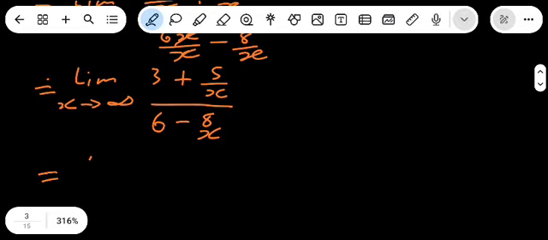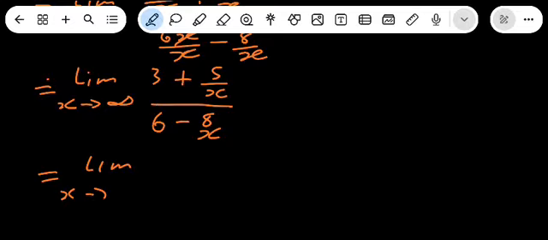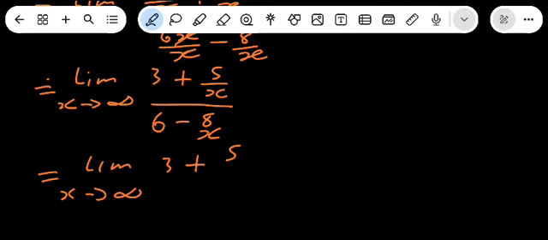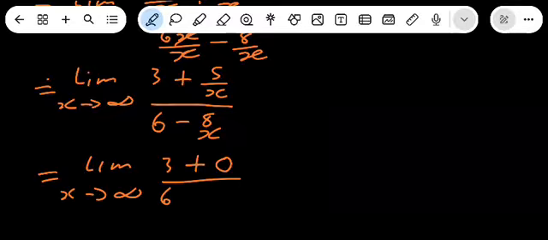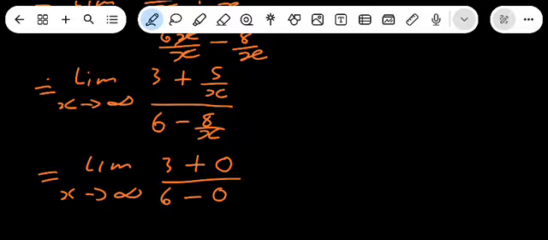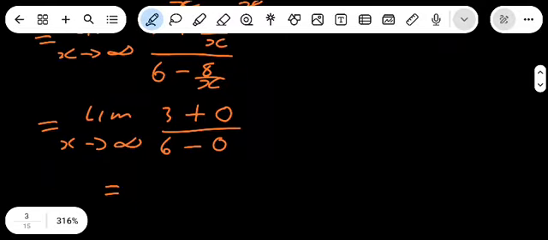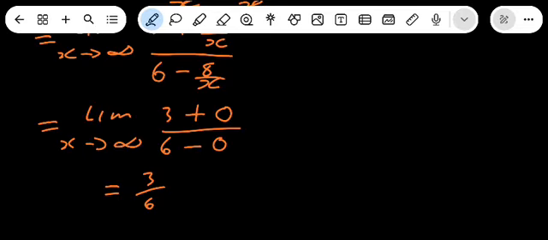This will be equal to the limit as x approaches infinity. We'll have 3 plus 5 over, when you plug in infinity here, this will simply give us 0. So we'll have 0 over 6 minus 8 over infinity, which will be 0. So the answer will be 3 over 6, which is the same as 1 over 2.